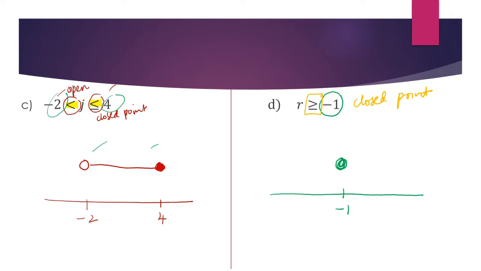So I will shade this point, and now I'll look at the direction. It says greater than or equals to. If it is greater than, then the number, it will go to the right-hand side, because number on the right is always bigger.